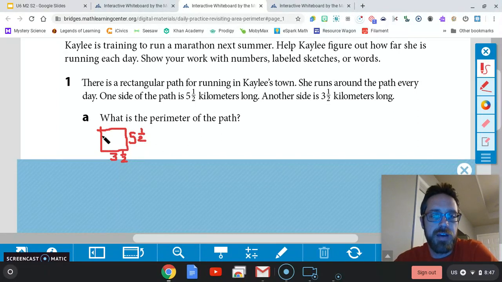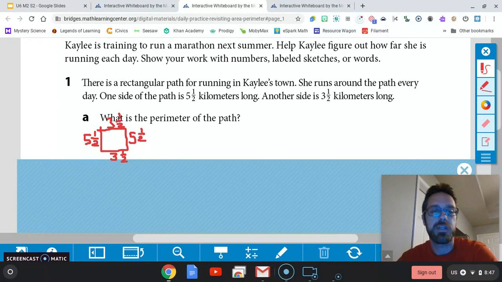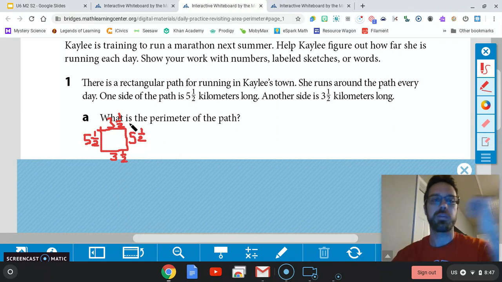Well, if I know this is 5.5, this also has to be 5.5. And if I know the other one is 3.5, this also has to be 3.5. And then how do we find perimeter? Well, it's the outside of the object. Okay, so you just have to add up the outside of the object. And in this case, we're dealing with halves.